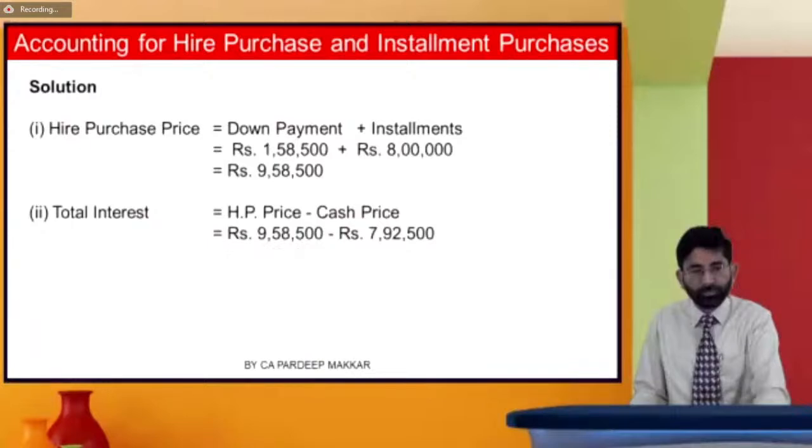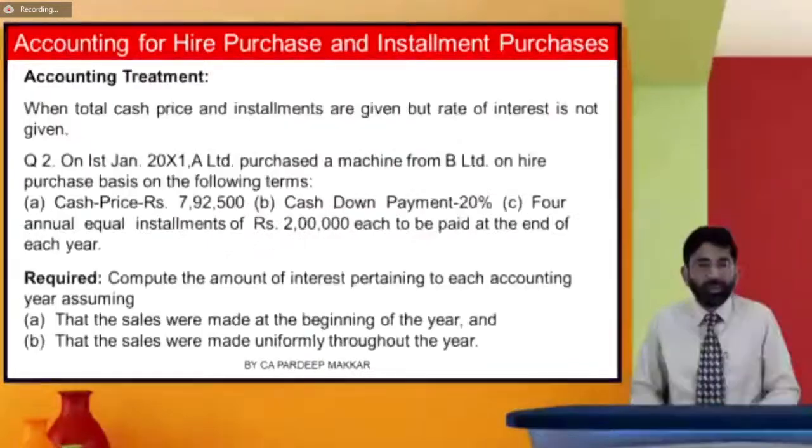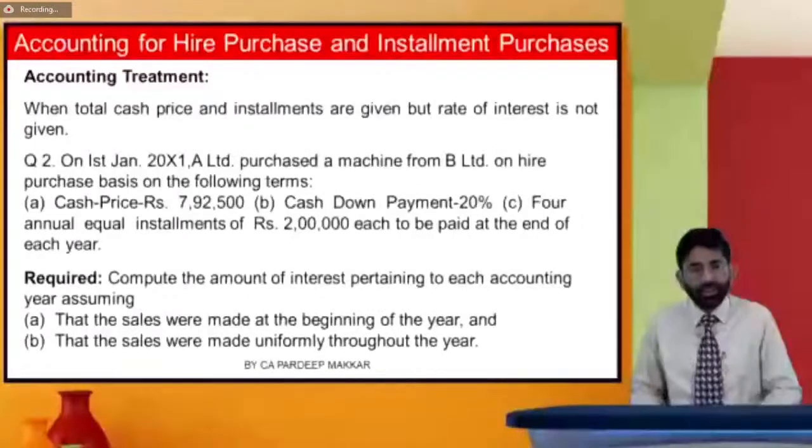Okay, beta. So another question is with you. When cash price and installments are given, but rate of interest is not given, beta. So cash price is with you. On 1st of January, A Limited purchased a machine for B Limited on hire purchase basis, and the terms are given to you. Cash price is this. Down payment is 20%. 4 annual equal installments of 2 lakh each to be paid at the end of each year. So the installments are 2 lakh rupees per annum.